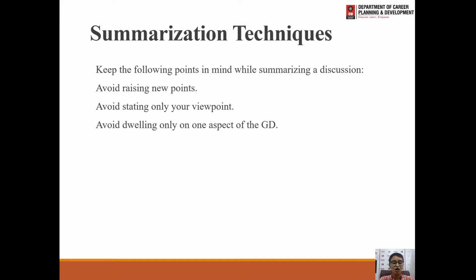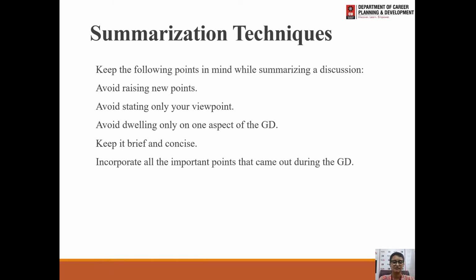Avoid raising new points. Always remember, when you are concluding, you should not raise any new point during the conclusion. And don't only cover your viewpoint. If you have taken the initiative to conclude the group discussion, then it is your responsibility to cover all the important points that have been shared in the group discussion by all the members of the group. And don't be too lengthy, because summarization means it should be crisp, brief, and concise.